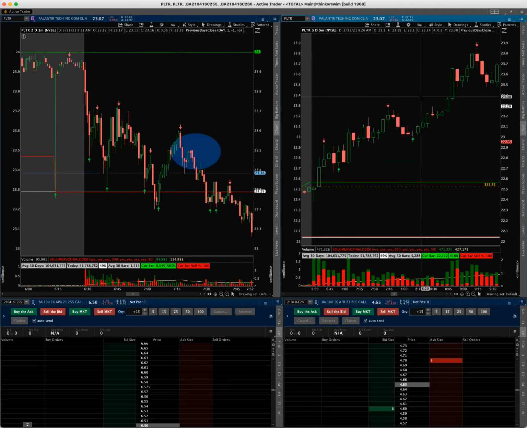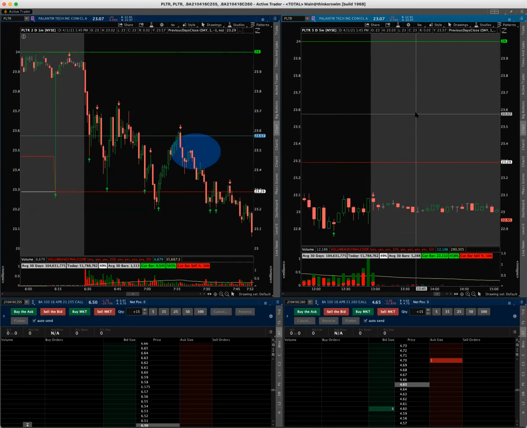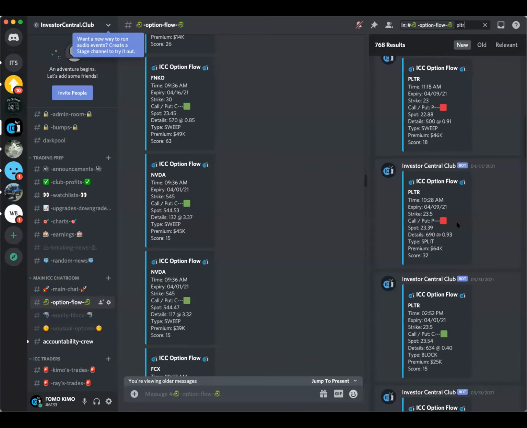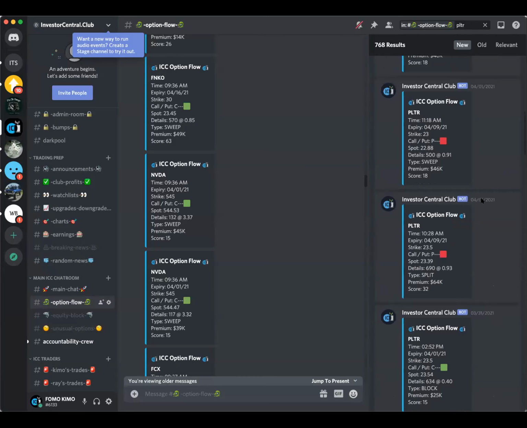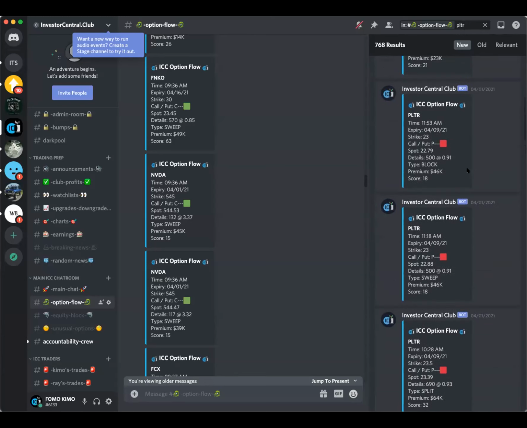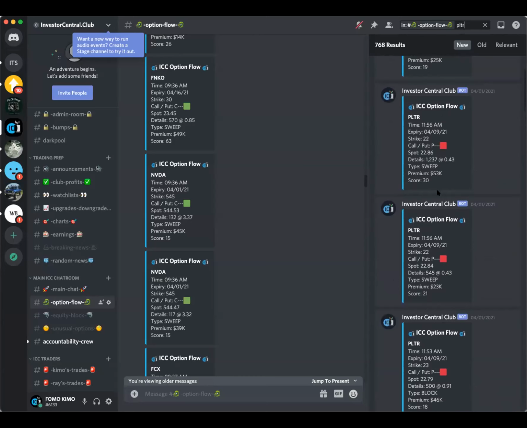And just looking at PLTR, that's exactly where you saw the first flows. Let me show you the Discord again. Look at it right here. On 4/1, which was Thursday, we saw PLTR puts come in, 23.5 strike puts, with the spot at 23.39 per share. Someone bought 690 contracts at 93 cents. They could have scalped this and made a ton of money, huge. And we saw another order come in, and another, and another. I mean, that's throughout the day as well.